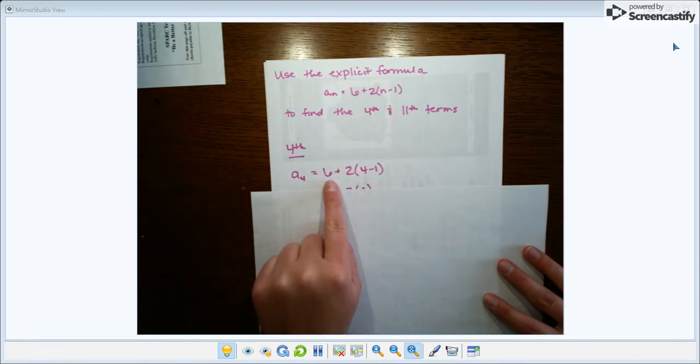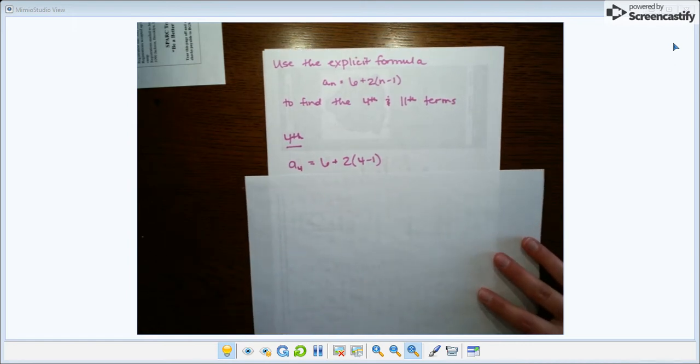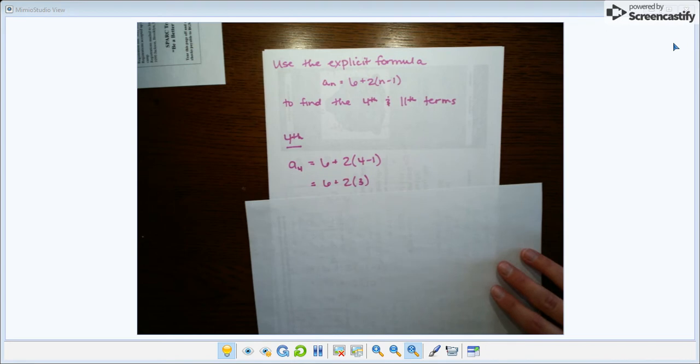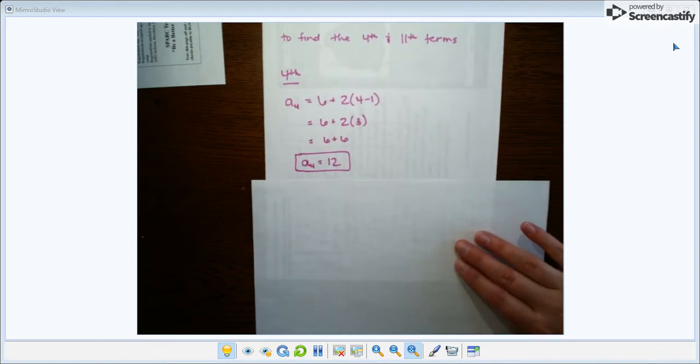A sub 4 equals 6 plus 2 parentheses 4 minus 1. And then we just simplify that. So 4 minus 1 is 3. Order of operations tells us to multiply first. So we have 6 plus 6, and then we add. So our fourth term would be 12.